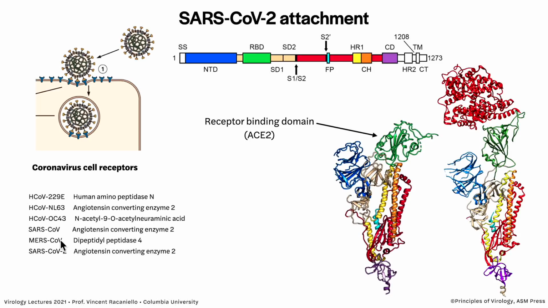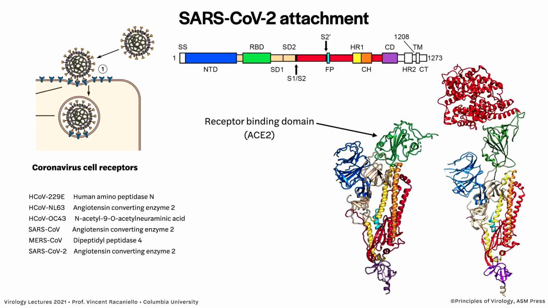We'll explore it later. And these are the receptors that they use. Human aminopeptidase N, a cell surface protein for 229E. ACE2 is a receptor for NL63, SARS-1 and SARS-2. And then we have N9-O-acetylneuraminic acid. That's the same one as influenza C. And then dipeptidyl peptidase 4. And so let's explore SARS-CoV-2 attachment.